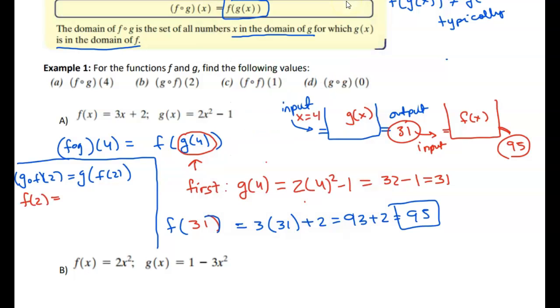Plug it into the equation: 3 times 2 plus 2, which gives me 8. Then this gets plugged into the g function, g of 8. So we have 2 times 8 squared minus 1, which is 2 times 64, 128, minus 1 is 127. So this is the answer there.